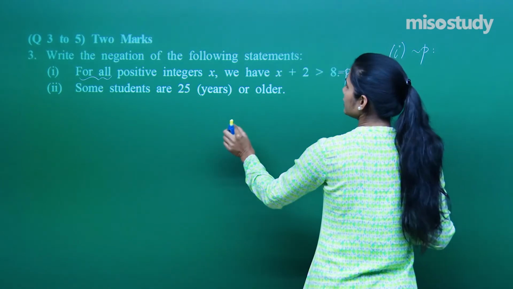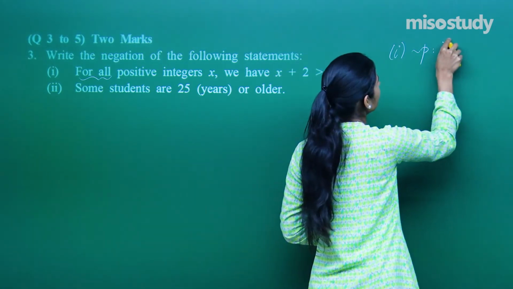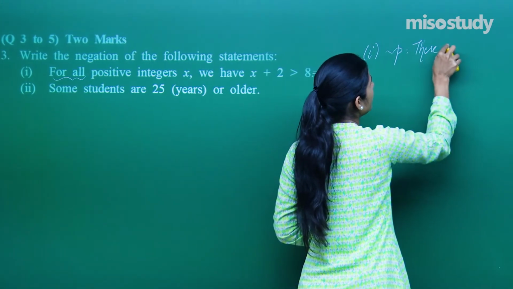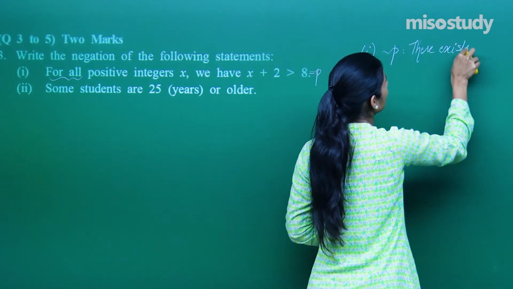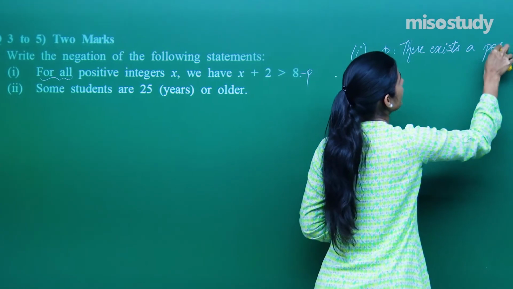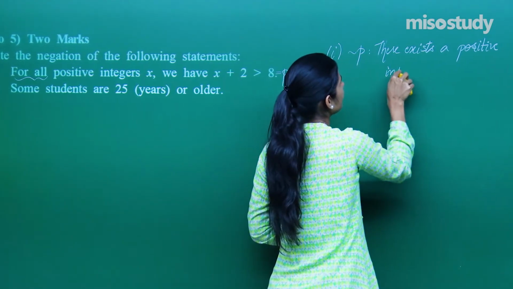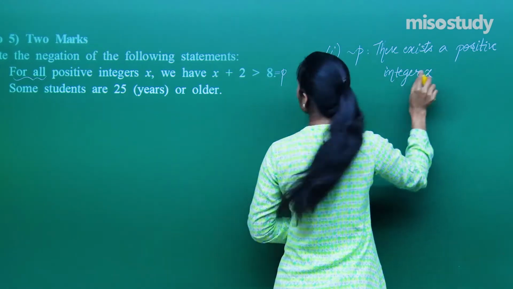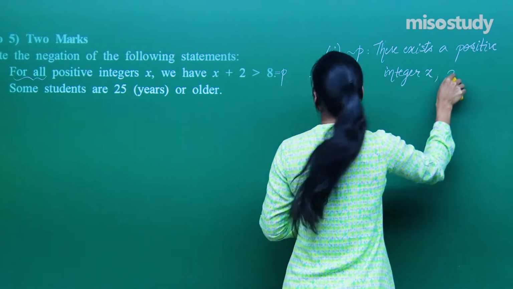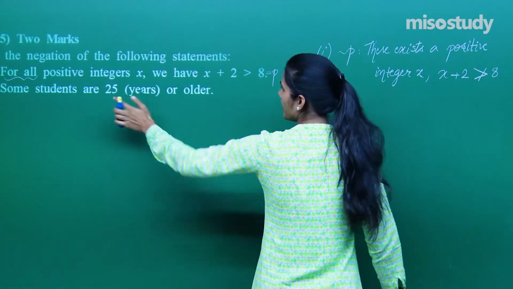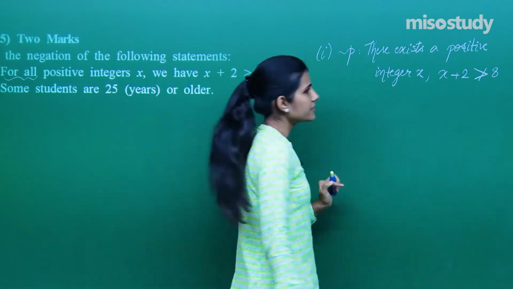For every positive integer x, we have x plus 2 is greater than 8. Its negation would be there exists. You can write this with the complete quantifier: there exists a positive integer x such that x plus 2 is not greater than 8.